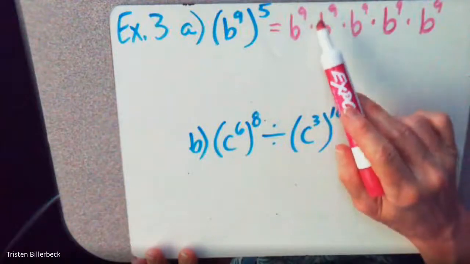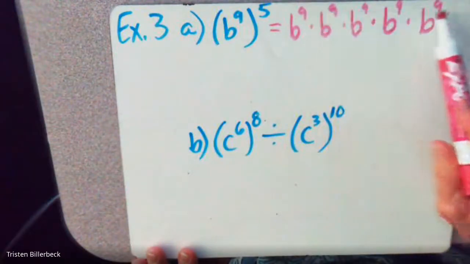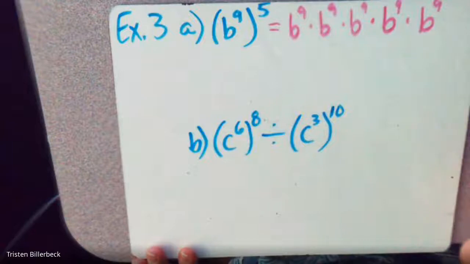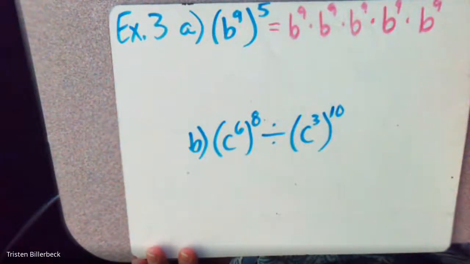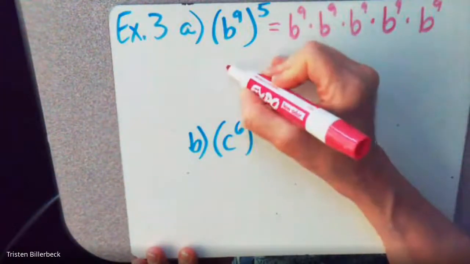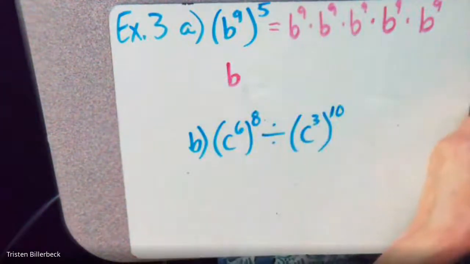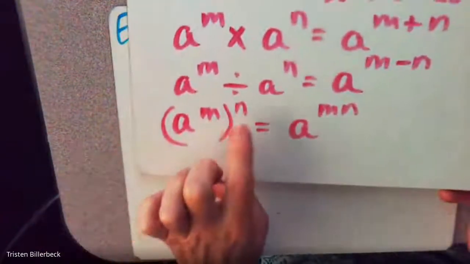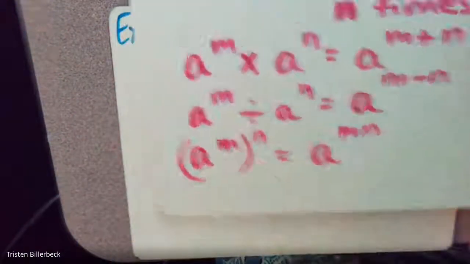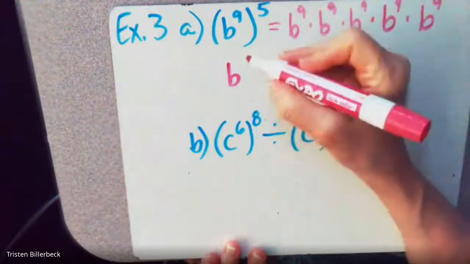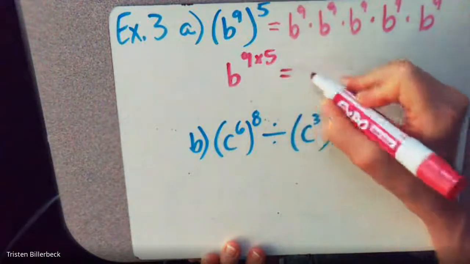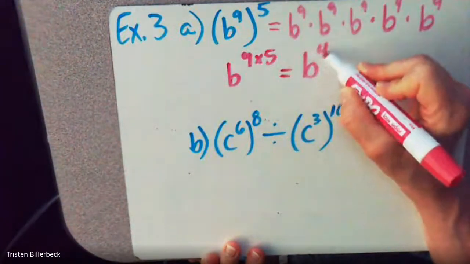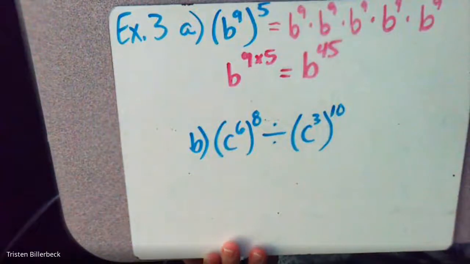Okay, so if I just add those up, and I kept adding, I could simply say, well, there's 5 9s, so 5 times 9 is 45. Well, hey, the rule was if I have a to the m to the n, it's just m times n. So that's the rule. So it's 9 times 5. So then I have b to the 45. Let's try that with this.